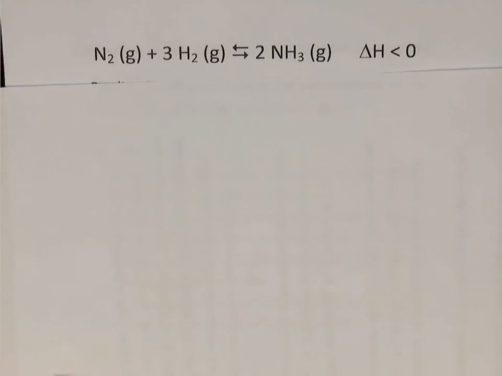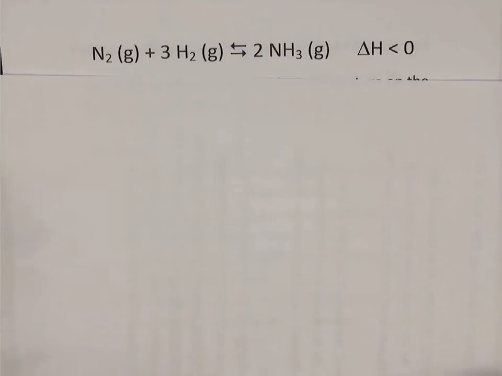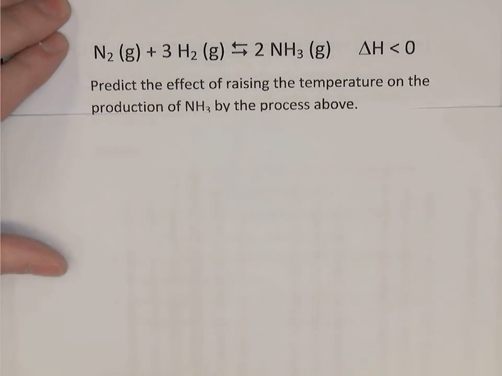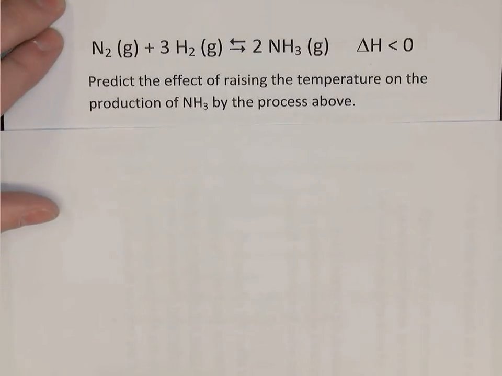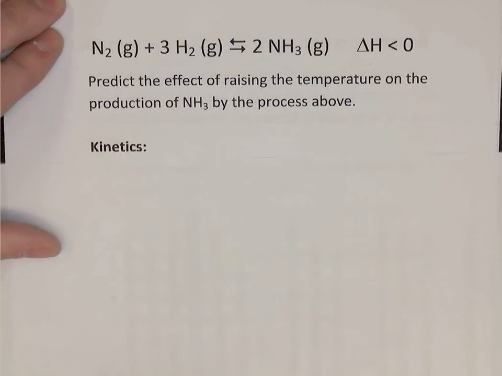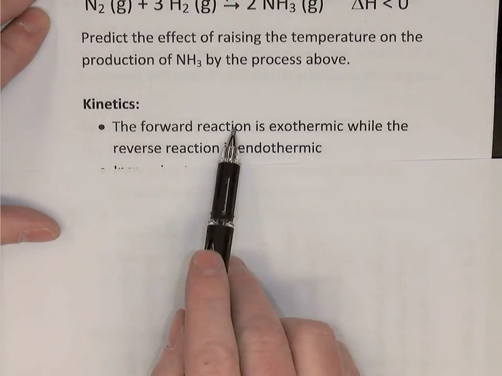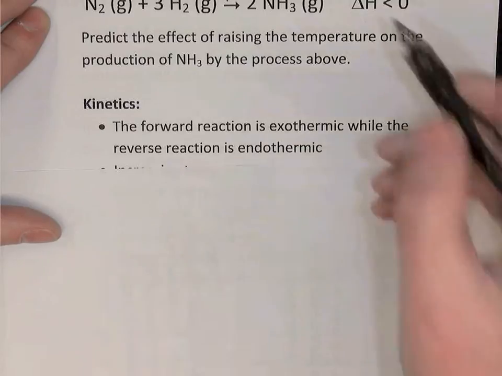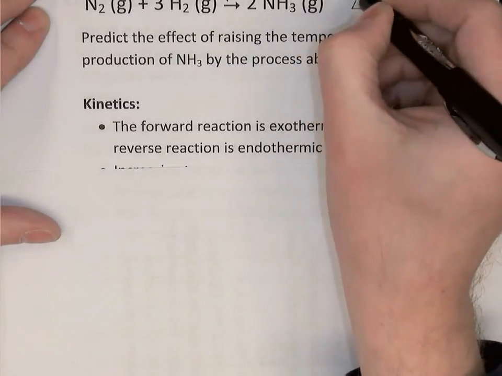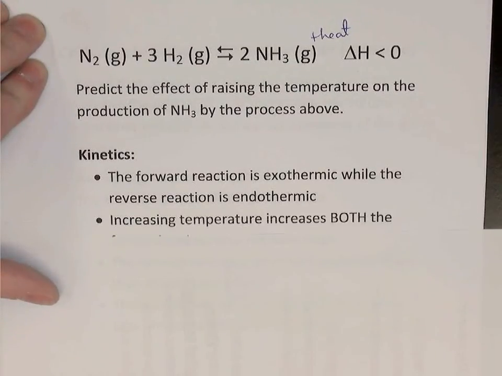Here's our example with the same reaction, nitrogen and hydrogen making ammonia. Delta H is negative again, still exothermic. What's the effect of raising temperature on the production of ammonia here? Well, the kinetics explanation is that the forward reaction is exothermic, while the reverse reaction is endothermic. So forward reaction exothermic, reverse reaction endothermic.